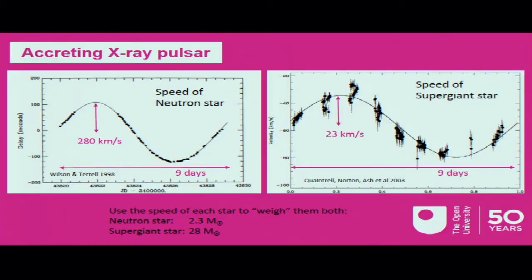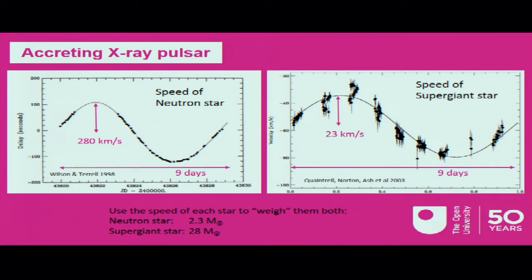And as the neutron star moves away from us, those bursts of X-rays appear to arrive at a slightly slower rate. We can measure a sort of time advance and a time delay as the neutron star goes around its orbit. That's what's shown in the left-hand panel there. From that variation, we can work out the speed at which the neutron star is moving in its orbit. It turns out to be about 280 kilometers per second.